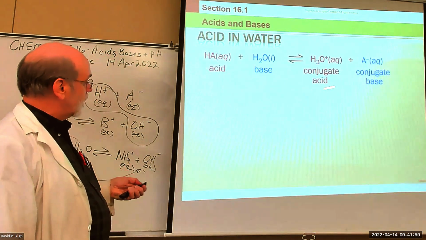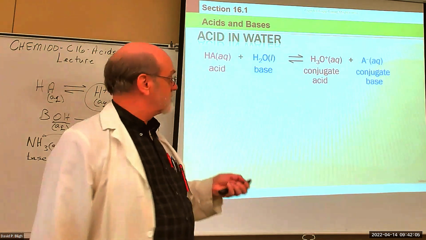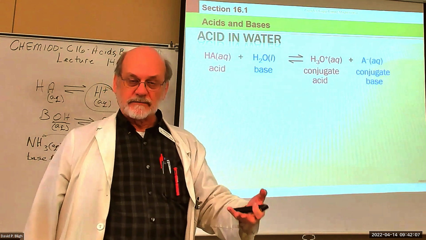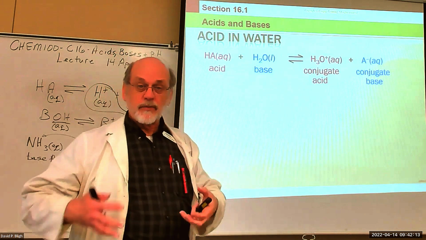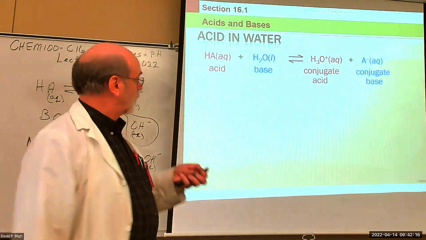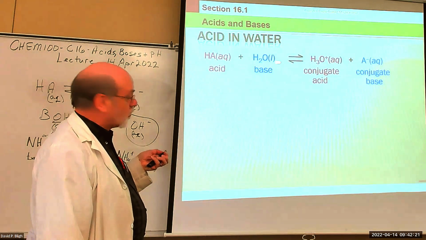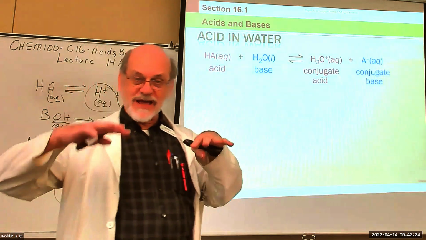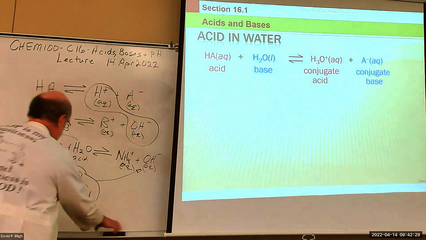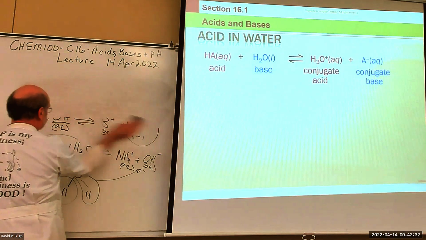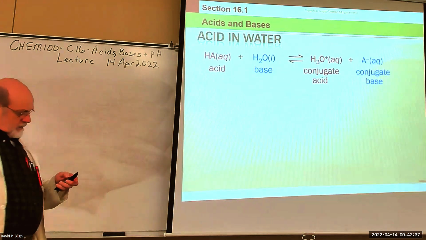Right? This one lost a proton. Now it produced a conjugate base. Under the right circumstances, that base can now accept a proton, and it can go back to where it was right here. And in terms of equilibrium, that's what happens. Once you put this in water, then it will go this direction, and then it'll also go backwards, right? Until the rates are balanced and you have equilibrium.